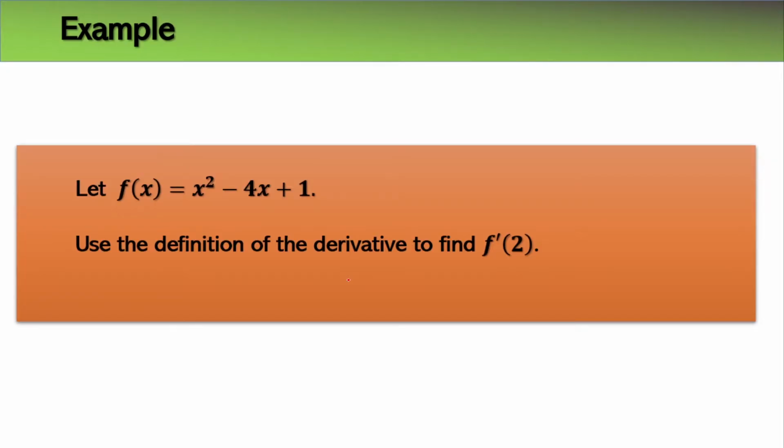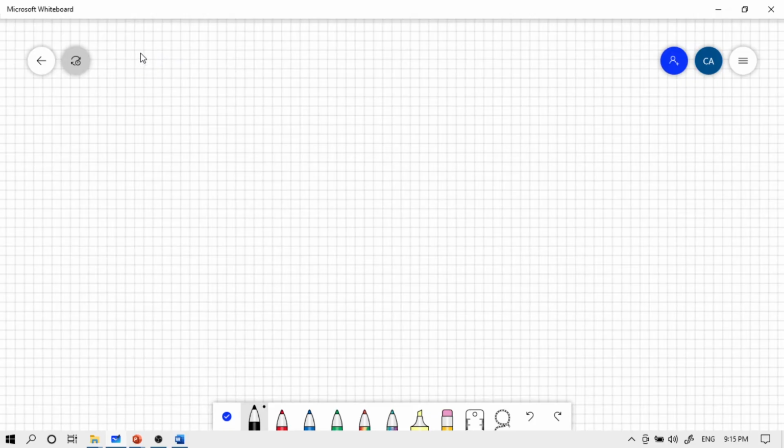So for the next example, we have let f of x equal x squared minus 4x plus 1 and use the definition of derivative to find f prime of 2. So we are given f of x, which is f of x equals x squared minus 4x plus 1. And we are asked to find f prime of 2.